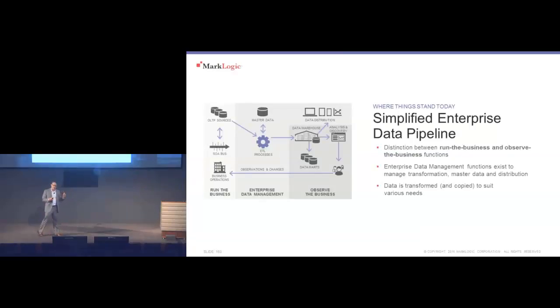So let's take a look at these integration patterns and how they worked in a typical enterprise. We've got the run the business on the left, the observe the business on the right, and in the middle, these enterprise data management processes, right? Everybody, we've accepted this as gospel with respect to how to integrate data across an enterprise. This is what we've been doing if you're in enterprise architecture. And this is what Gary and David talked about earlier, how much money we're spending here in the middle.